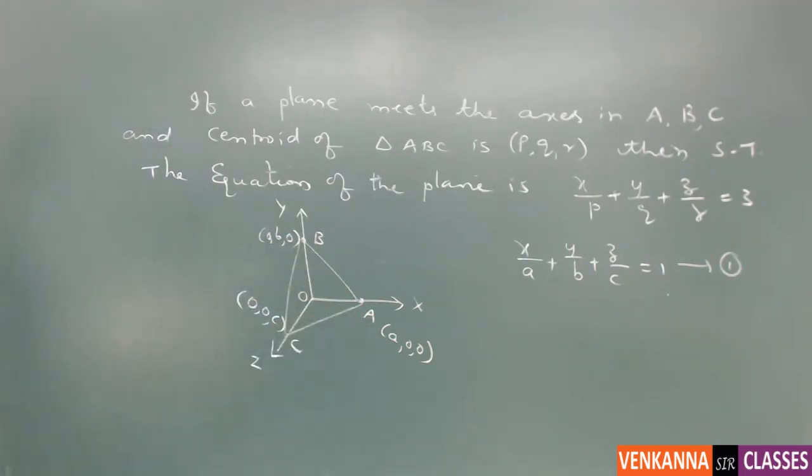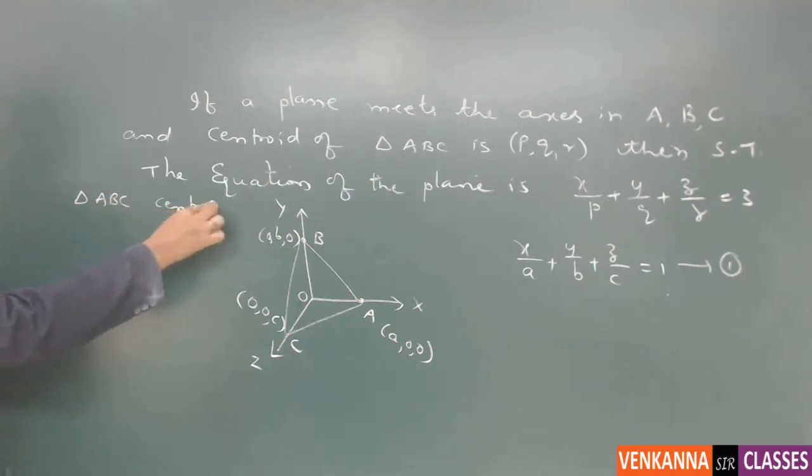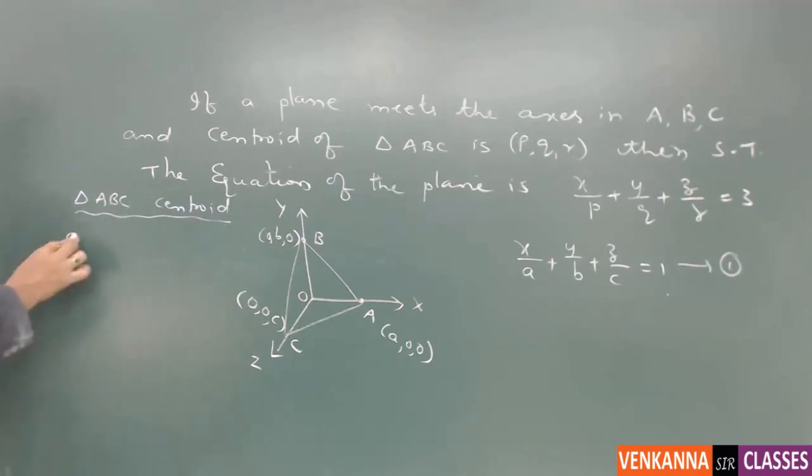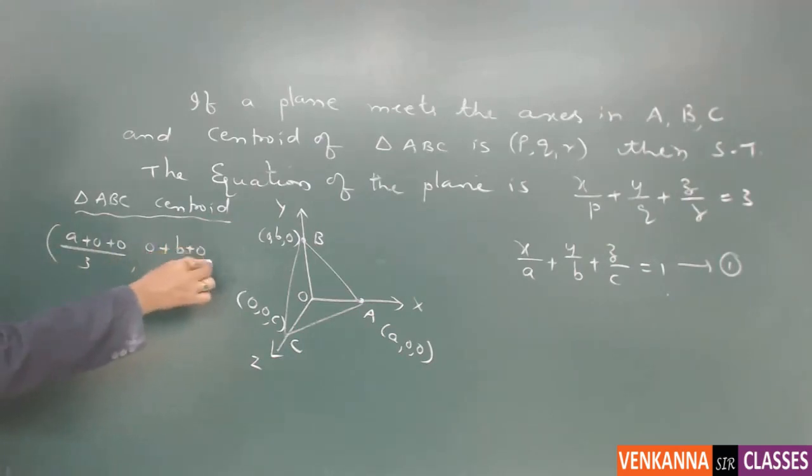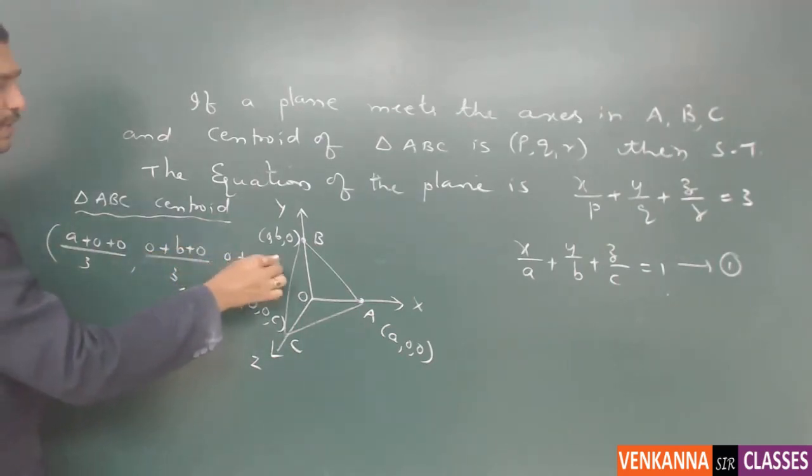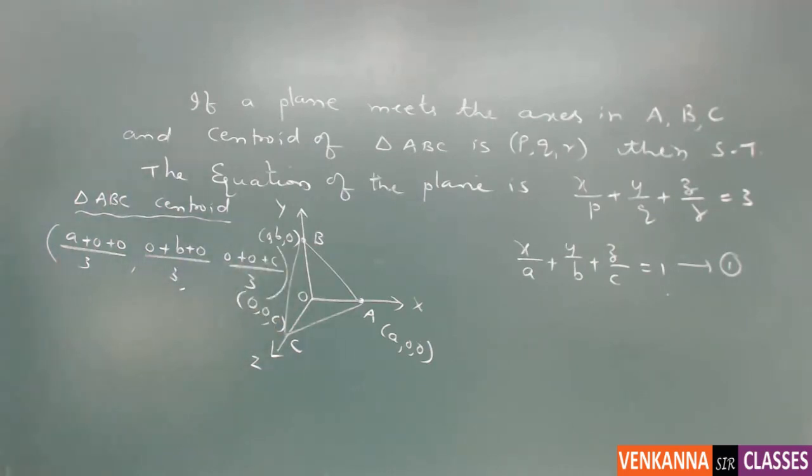Now, for every triangle, we have a centroid. Let us calculate the centroid for triangle ABC. So, as per centroid formula, its value is a plus 0 plus 0 by 3, 0 plus b plus 0 by 3, and 0 plus 0 plus c by 3. Accepted? Using the centroid formula. I think everyone will know the formula of centroid. So it is nothing but a by 3, b by 3, and c by 3.